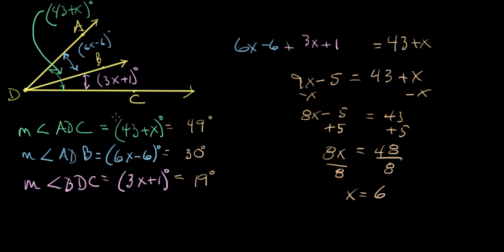So now I've found the value of x, and I've used that to find the measure of each one of these angles. Notice, and this is a good way to double check yourself, 30 plus 19 equals 49. If it didn't, we would have to go back and find our error. Okay?